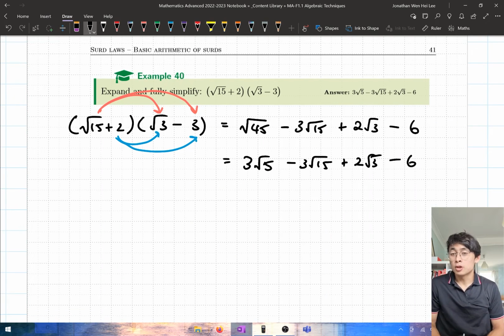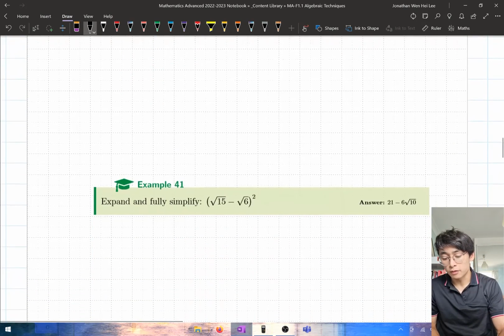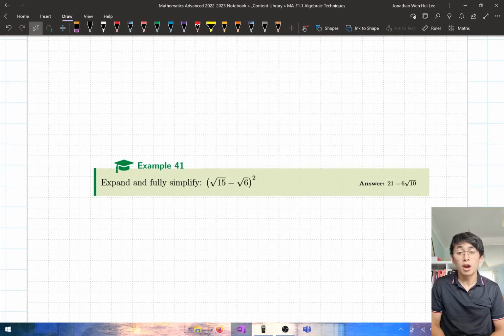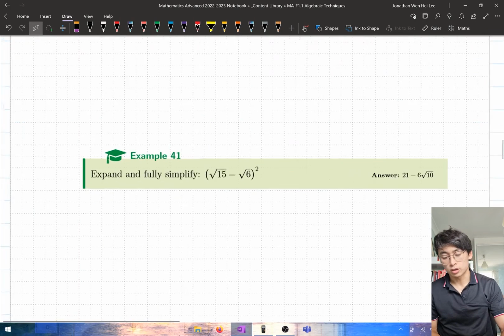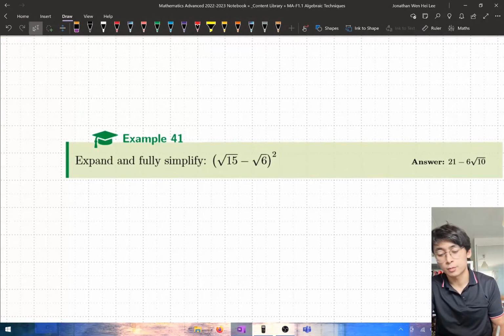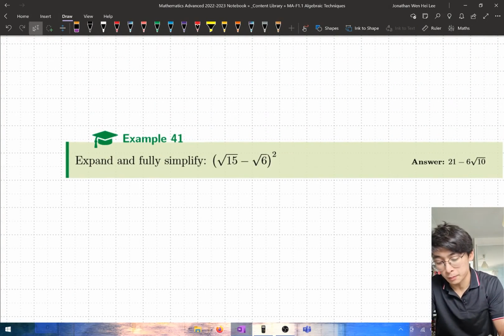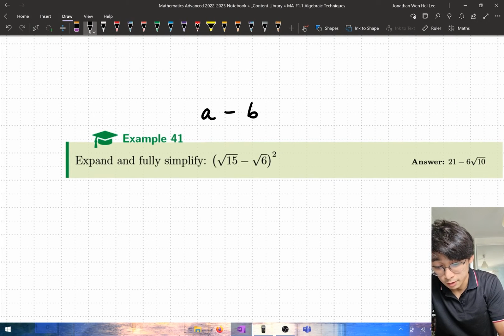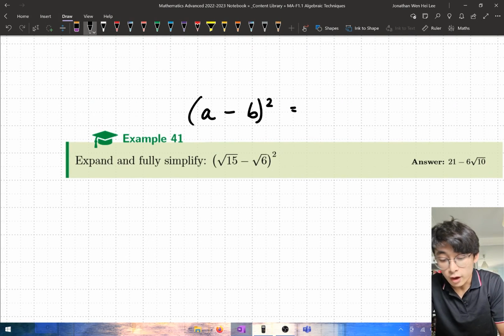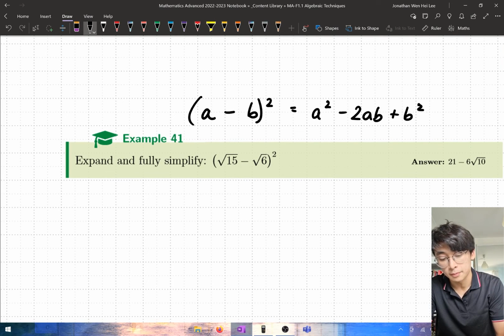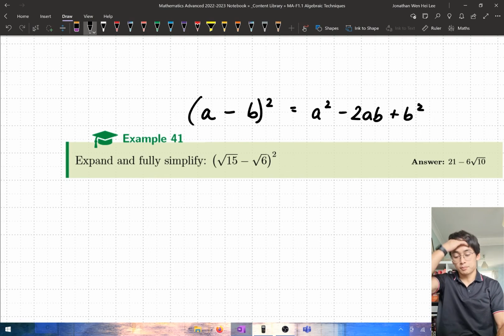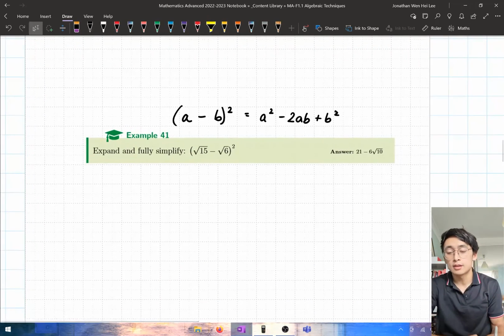Now the last example I'm going to go through in this video is this example over here where we're going to expand and simplify this perfect square. Now if you notice, I've got this perfect square, and we can actually apply that perfect square expansion. If you remember from earlier in the algebraic topic, if we've got a minus b all squared, this just becomes a squared minus 2ab plus b squared. And so I can use this expansion on this expression, even if it has surds.